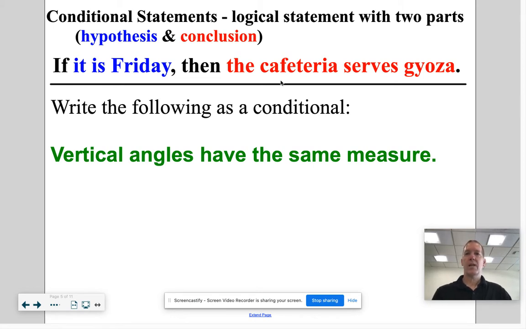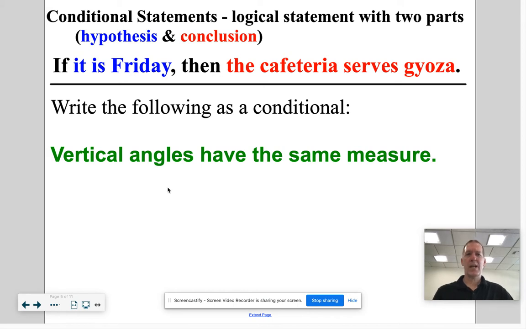So if it is Friday, then the cafeteria serves gyoza. I think this used to be true, but I don't think it is anymore. So like today is Friday. It actually happens to be Friday for me when I'm making this video. If it is Friday, so that part's true. The cafeteria serves gyoza. Well, that part's false for me, but it is what it is. So this is a false statement. We can't use it in a proof or to prove something else. It's not a good statement, but sometimes they are. And the statements we've found to be true, we want to use those in proofs to prove other things.